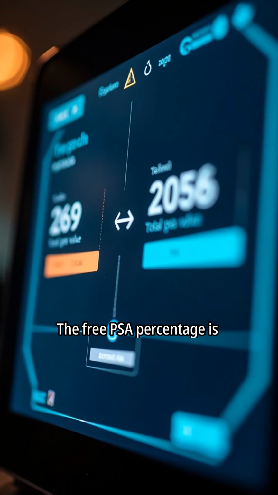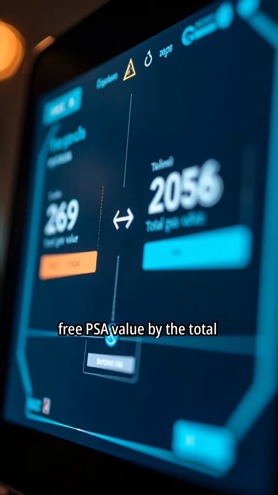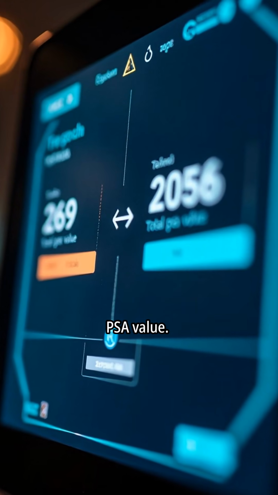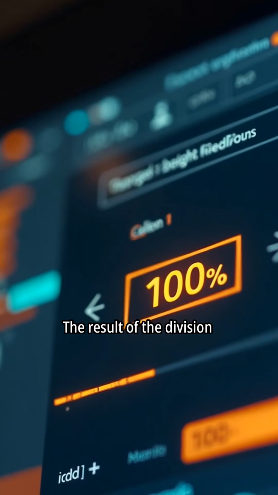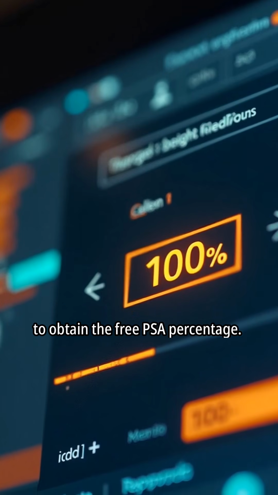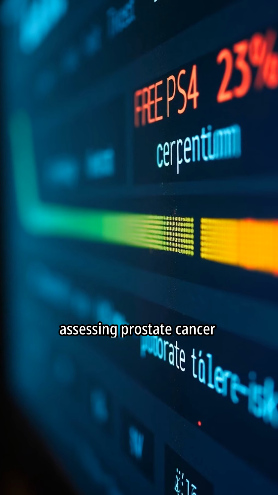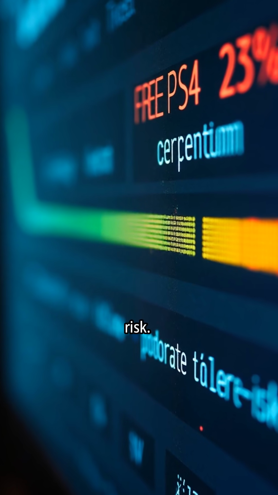The free PSA percentage is calculated by dividing the free PSA value by the total PSA value. The result of the division is then multiplied by 100 to obtain the free PSA percentage. This ratio of free to total PSA is a key indicator in assessing prostate cancer risk.